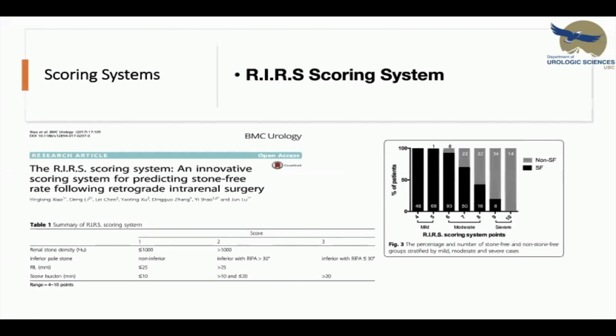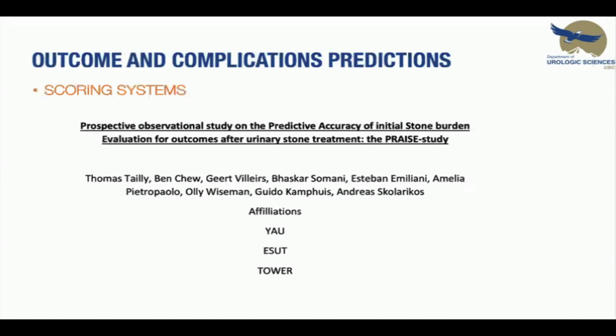Resorlu-Unsal's scoring system, a summary of this scoring system, ranging from a minimum of 4 to a maximum of 10 points, as shown in table 1. A score of 4 points indicates the simplest calculus, while 10 indicates the most complex situation. And this is an interesting ongoing multi-center international prospective observational study, Dr. Chu and Stone Center is part of it.